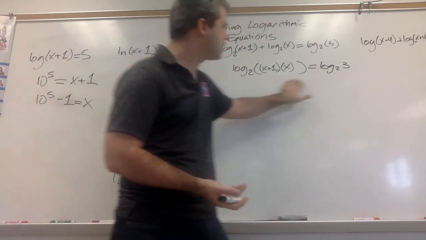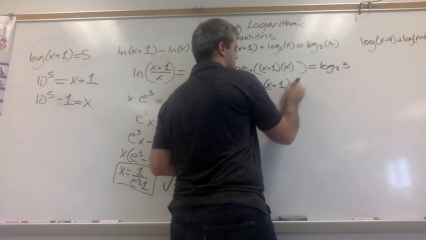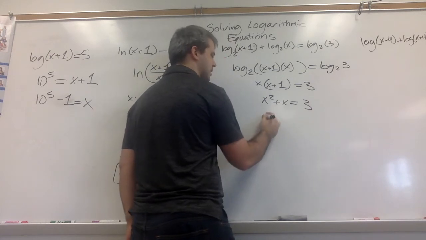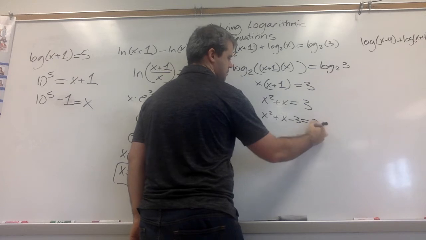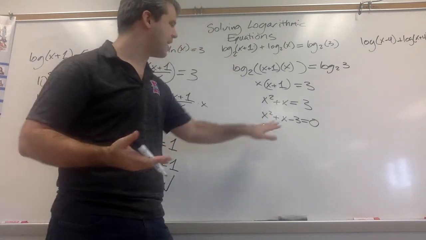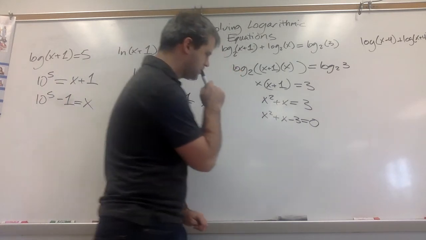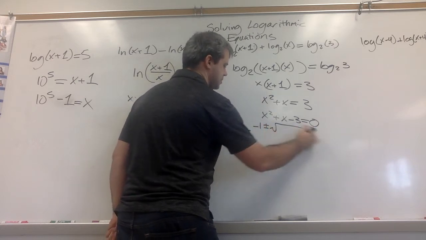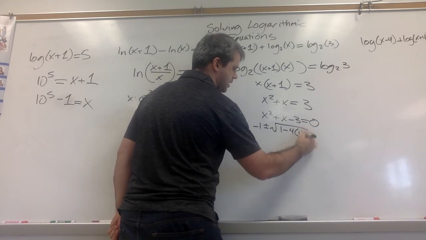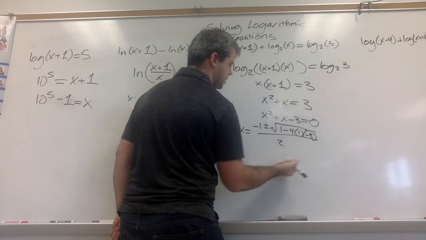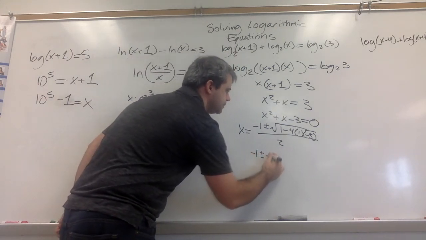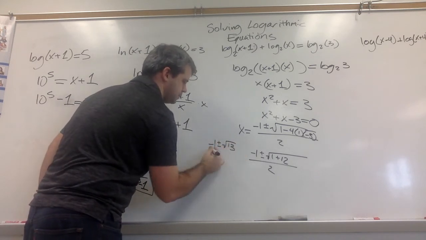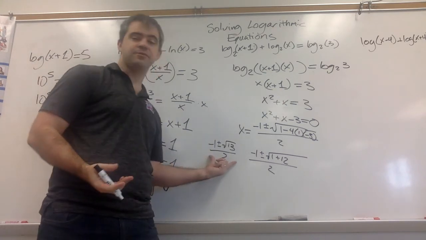So from here, I can just make the statement that x plus 1 times x equals 3. And now I just have a quadratic to solve. Now, again, here, this could be quadratic formula, this could be whatever. I think I can factor this. No, maybe not. So x equals negative b plus or minus square root b squared minus 4ac all over 2a. So 1 plus 12. There we go.